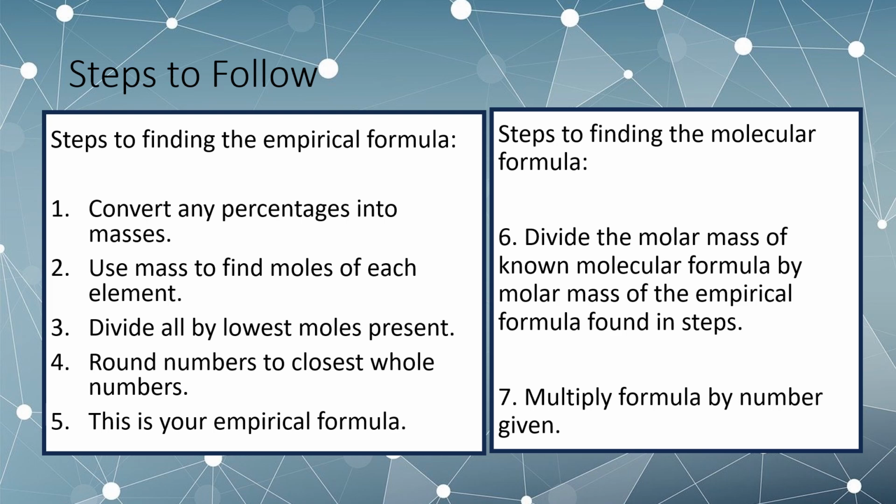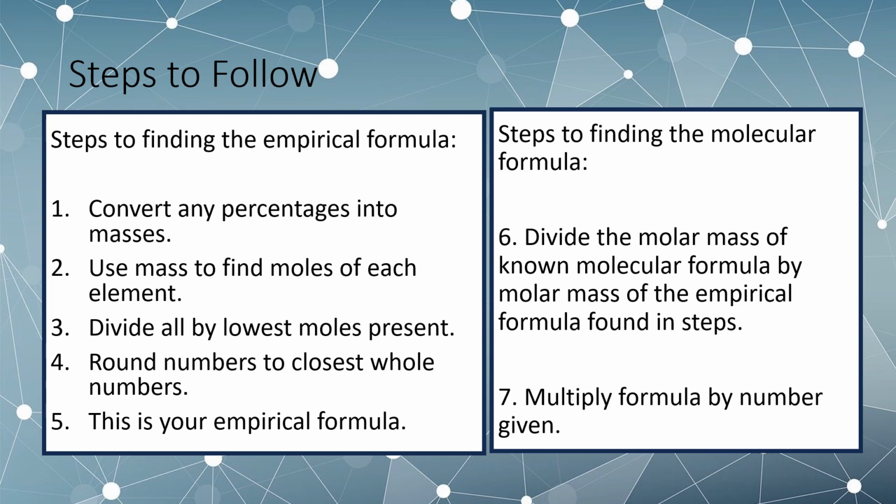Below, I've outlined a series of steps that if you follow, you can solve any empirical or molecular formula question. Now to start with, we always need to find the empirical formula, as this is imperative in finding the molecular formula. So you can't really find the molecular formula without the empirical. So the first thing you need to do, sometimes in these questions, they might give you percentages. So all you need to do is convert any percentages given into masses. You then use the mass to find the moles of each element. Remembering, the number of moles of an element is equal to the mass over the molar mass. So you can get the molar mass off the periodic table and easily plug it into this equation.